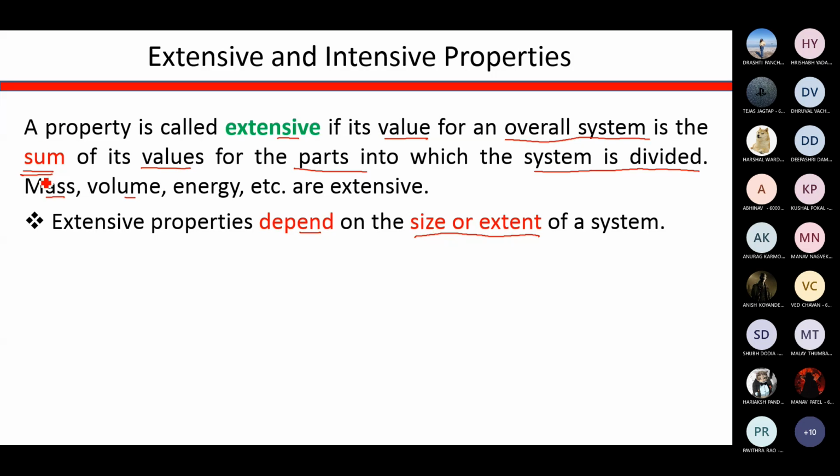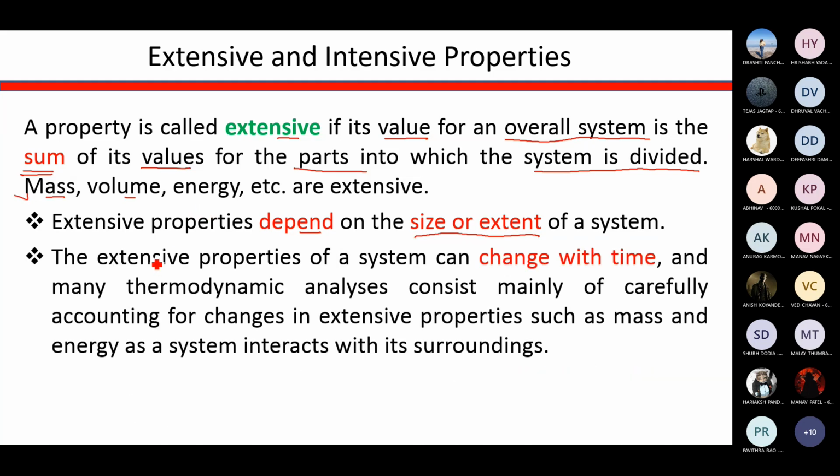For example, mass. So for smaller systems, we will say that the mass is small for the fixed component, and for larger it will be high, right? Then we have the second point. The extensive properties of the system can change with time. For example, let us say mass is your extensive property. So this can change with time. So dm by dt means rate of change of mass. This may occur. So it is possible that the mass may change with respect to time.